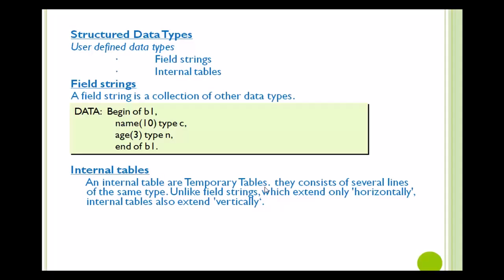Next, internal tables. An internal table is a temporary table, so it can consist of several lines of the same type, unlike a field string, which is exactly one line. We'll talk later about how it works with internal tables. For now, an internal table is a temporary table. It is created at runtime, and the values or records of the internal tables get created at runtime.